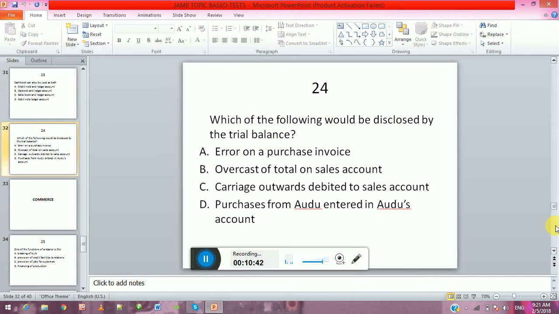Which of the following would be disclosed by the trial balance? A. Error on a purchase invoice, B. Overcast of total on sales account, C. Carriage outwards debited to sales account, D. Purchases from Audu entered in Audu's account.